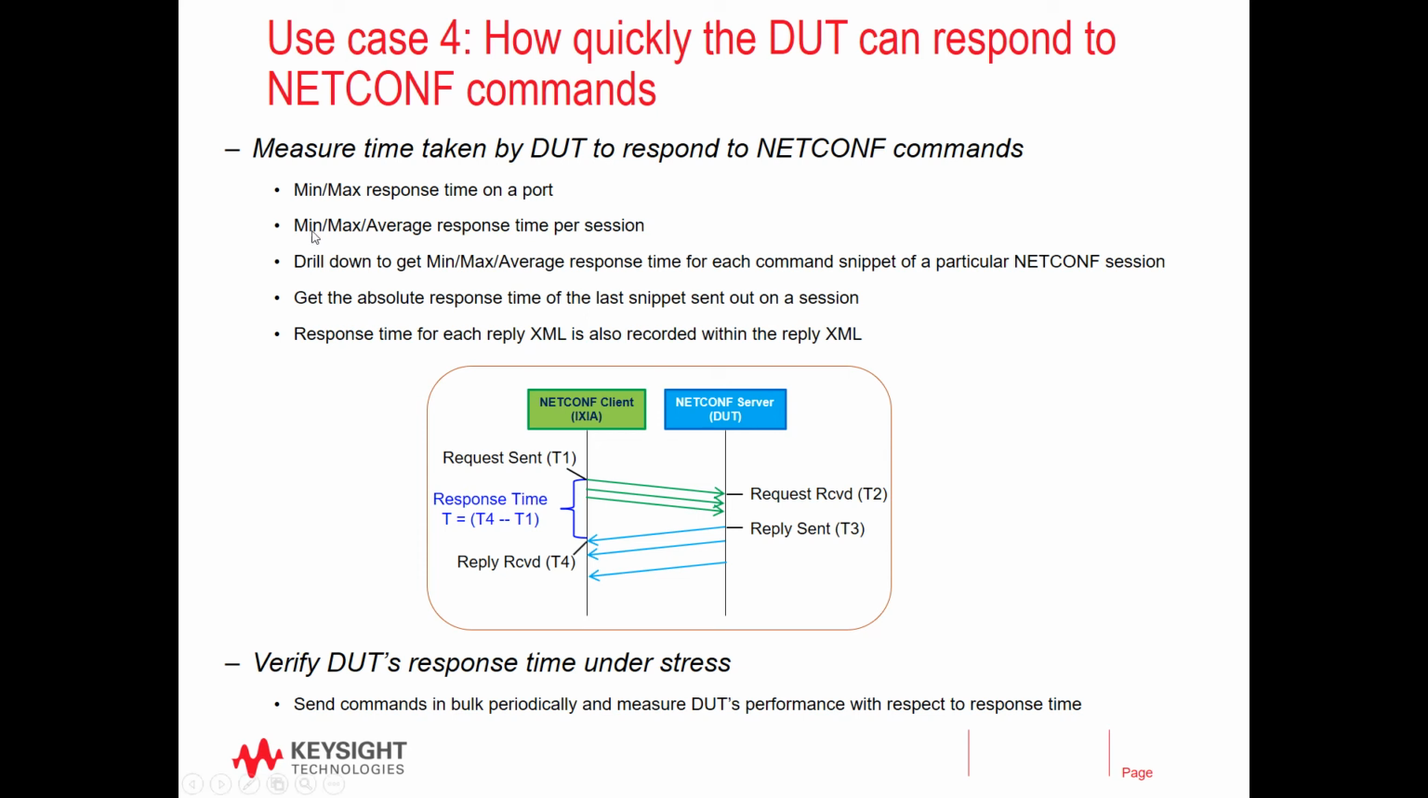Then we can have min-max average response time per session, meaning if there are 10 clients talking to the duty, we can find out for each client session what the response time of the duty is. Then drill down further on each session to get min-max average response time for each command snippet of a particular netconf session. Get the absolute response times of the last snippet sent out on a session.